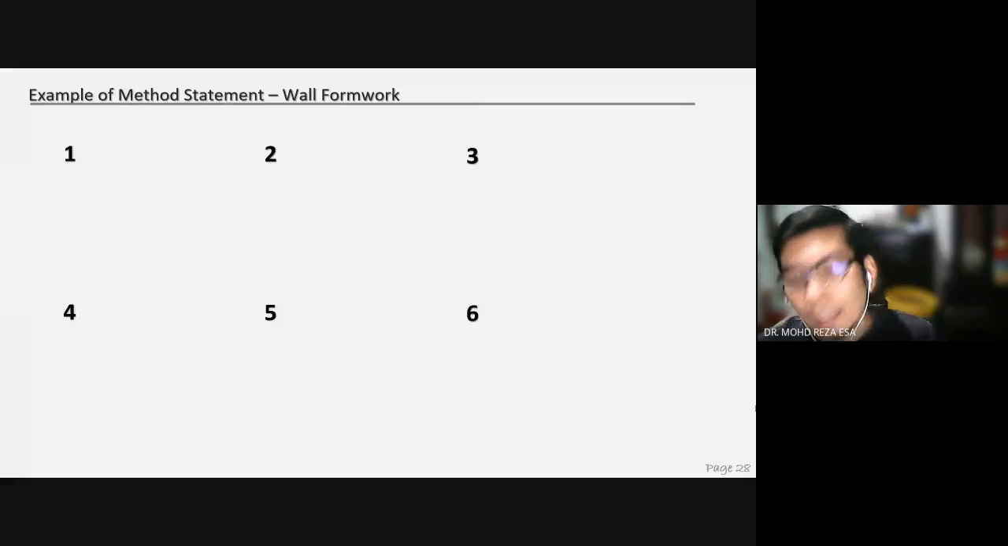Okay, next I'm going to show you an example of a method statement of wall formwork. Okay, one simple example.